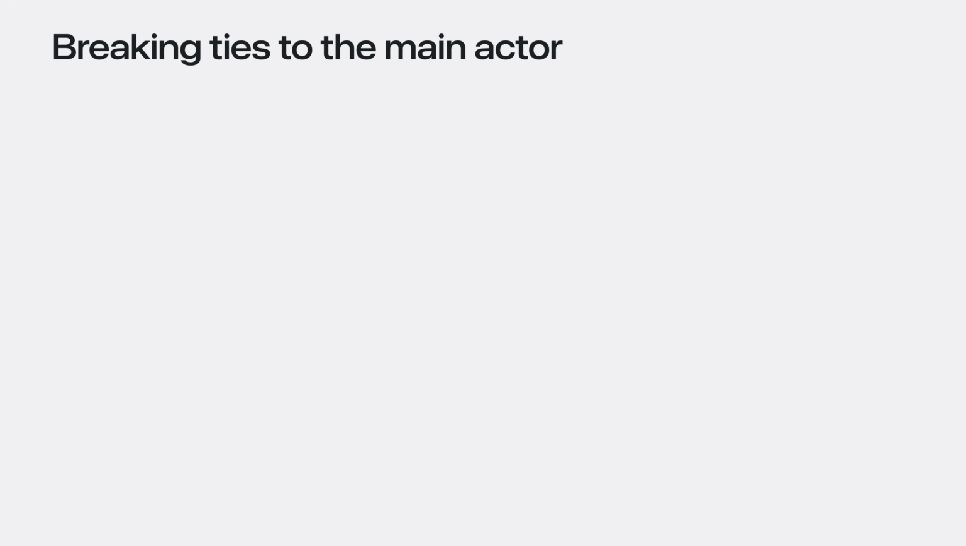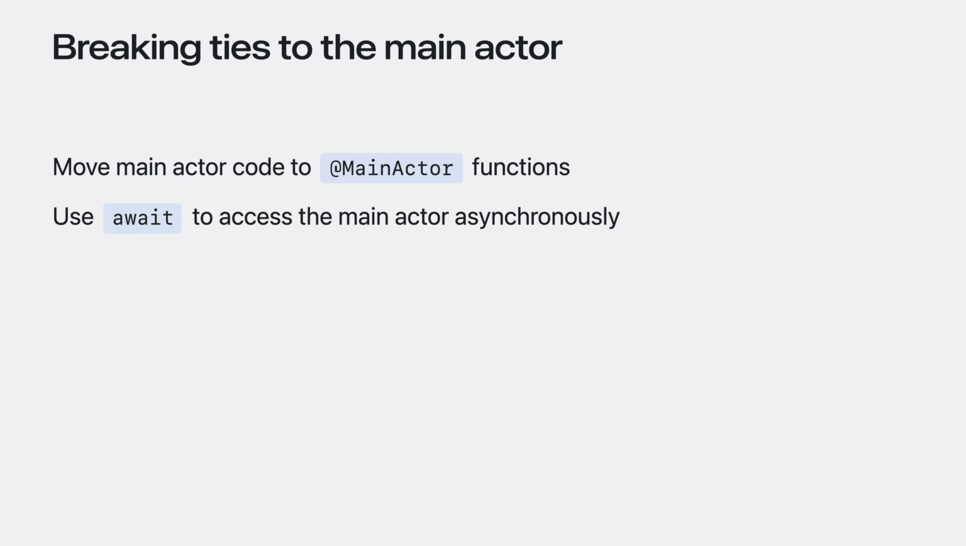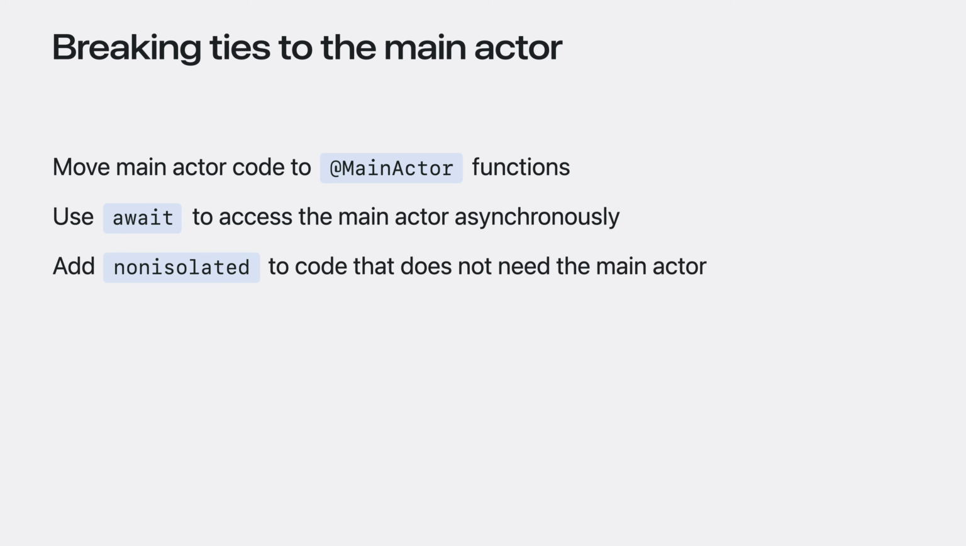There are a few strategies you can use when breaking ties to the main actor so you can introduce concurrency safely. In some cases, you can move the main actor code into a caller that always runs on the main actor. This is a good strategy if you want to make sure that work happens synchronously. Or you can use await to access the main actor from concurrent code asynchronously. If the code doesn't need to be on the main actor at all, you can add the non-isolated keyword to separate it from any actor. We're going to explore the first strategy now, and we'll talk about the others later on.